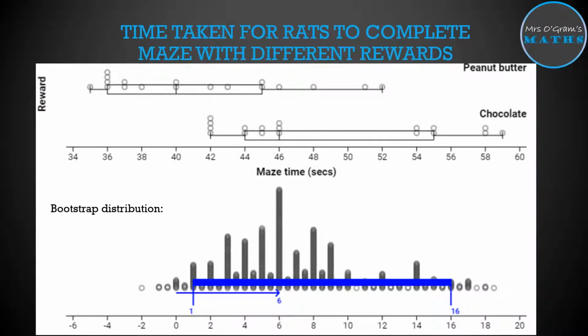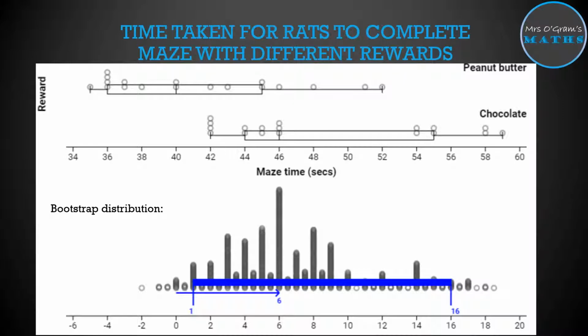This is easier to explain with an example. So we will take a look at this experiment that was done with some rats completing a maze. In the first maze, they put peanut butter as the thing that the rat was trying to find. And in the second maze, they put chocolate. And they're trying to see which of those makes the rat complete the maze faster.